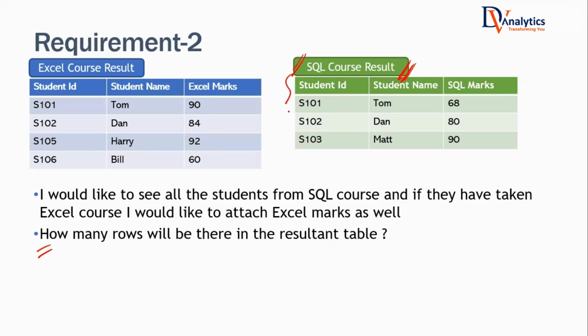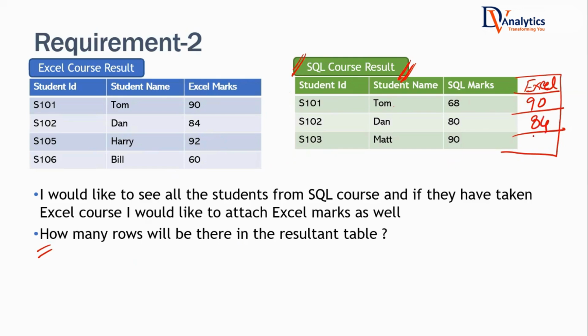I would like to see everything from the SQL table, SQL course. And if they have taken Excel course by chance, I want to attach their marks. So finally, I will have 3 rows, everybody from SQL table. And then if anybody, Tom, did he take Excel course? Yes, he did. So Tom will be mentioned as 90. Excel marks will be mentioned here, 90.